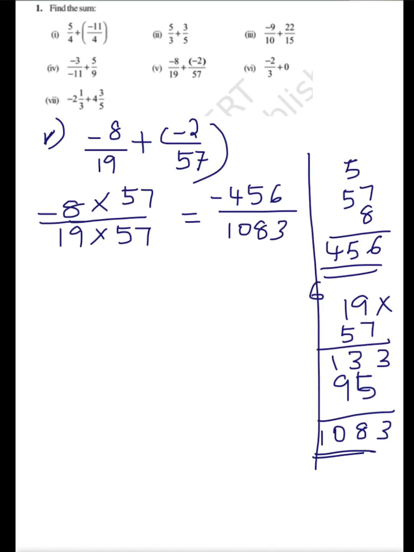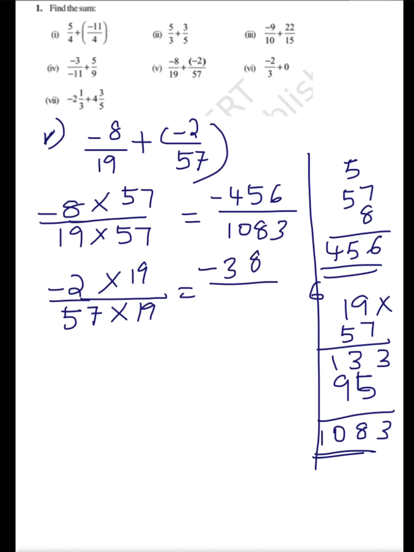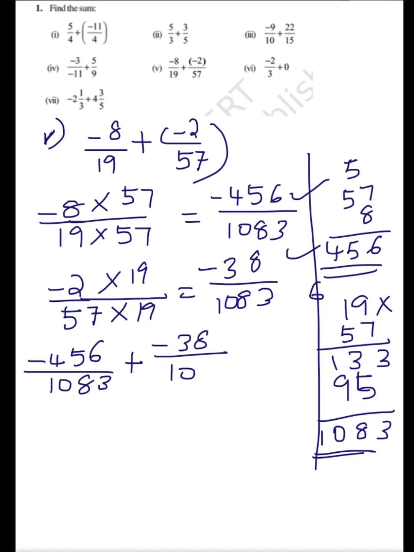Okay. Next one is minus 2 by 57. Here also you have to multiply it with the denominator of the first, which is 19. Now what is 2 into 19? It's 38. Since the minus is there, you have to put the minus sign. 57 into 19 will again be 1083. Now both the denominators are the same, so you have to just add them. Minus 456 by 1083 plus minus 38 by 1083.